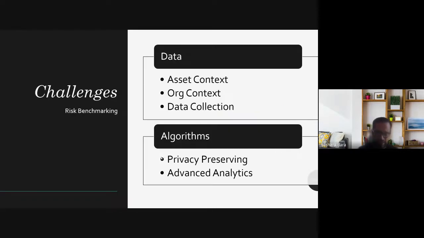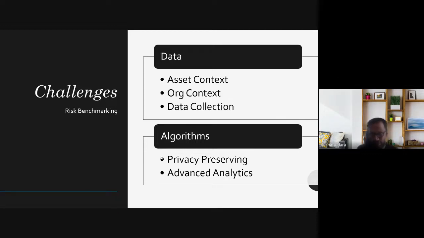But what are the challenges again? So the researchers took a simplistic model to start with in terms of the CIS benchmarks, and then came up with ways of benchmarking it. But there's a lot of things to be done when it comes to doing some advanced analytics in a privacy preserving way.